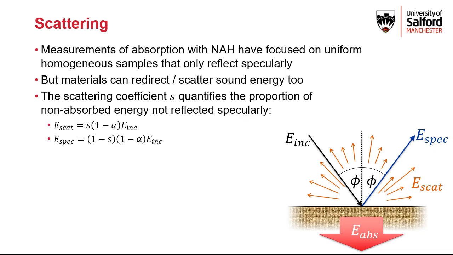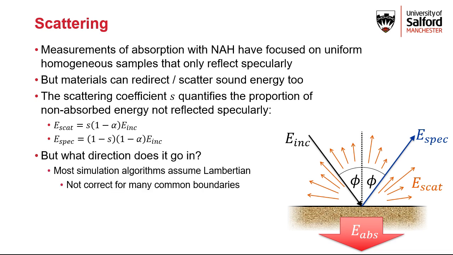The way that scattering is currently quantified is using the scattering coefficient, and this tells you the proportion of non-absorbed energy not reflected specularly. So you can get the scattered energy from the incident using the scattering coefficient and the absorption coefficient, and similar for the specular there as well. But what direction does it go in? This is entirely unstated. Most simulation algorithms will assume that it goes in a Lambertian distribution, so more likely to go surface normal than tangential, but basically random. And this isn't correct for many common boundaries.